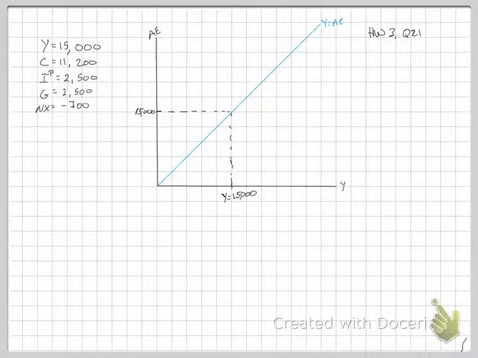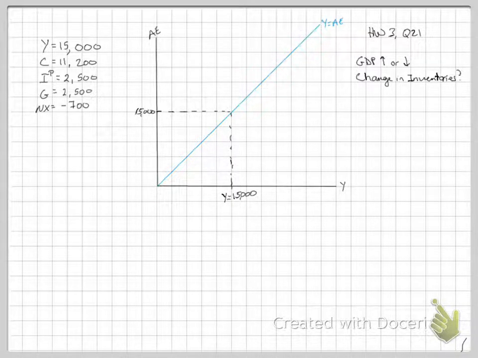Okay, so the question says, is GDP going to go up or down next period? Does this go up or down next period? And what's going to happen to the change in inventories given the information that we have?